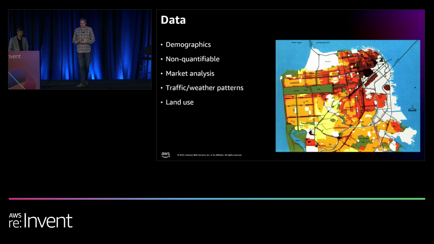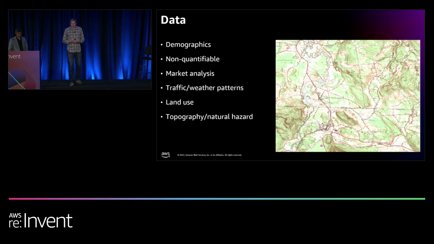Land use classification is very important for the zoning areas to know if a certain area is commercial, residential, or industrial. And topographic and natural hazard data can also come into play here. We might take elevation data, soil type data, earthquake data, and flood data, and combine those to say this area is more suitable than that area as part of the site selection process.